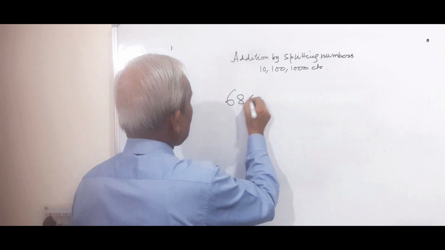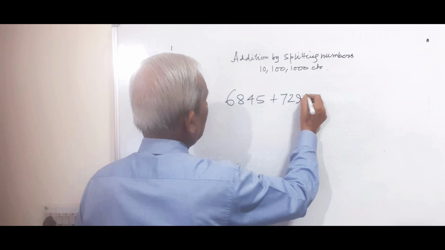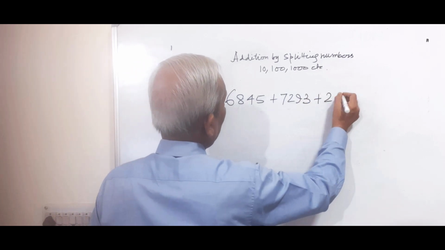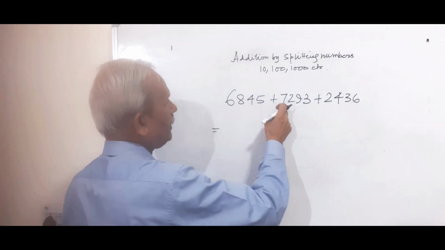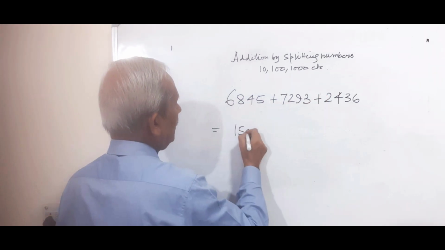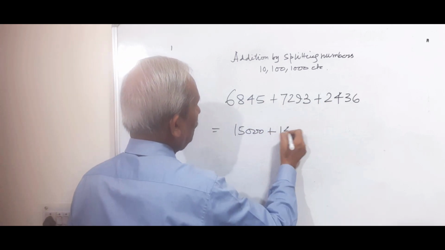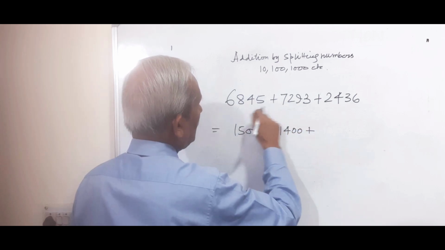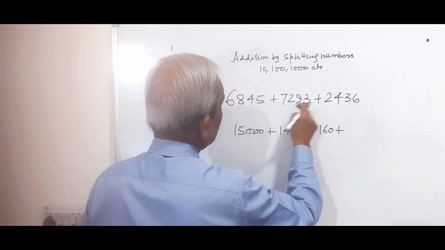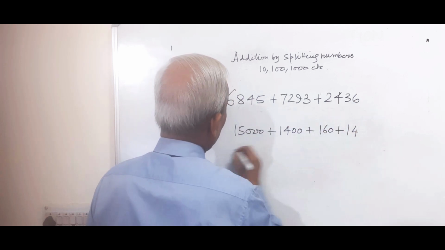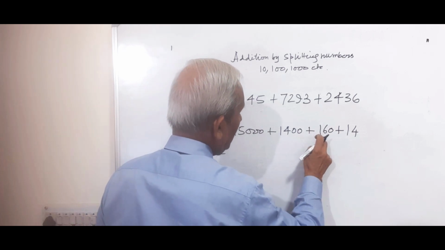6845 plus 7293 plus 2436. What do you write? 6000 plus 7000, 13,000 plus 2000, 15,000 plus 800 plus 200, 1000 plus 400, 1400 plus 40 plus 90, 130 plus 30, 160 plus 5 plus 3, 8 plus 6, 14. What is the total? 15,000 plus 1,400, 16,400, 16,574.